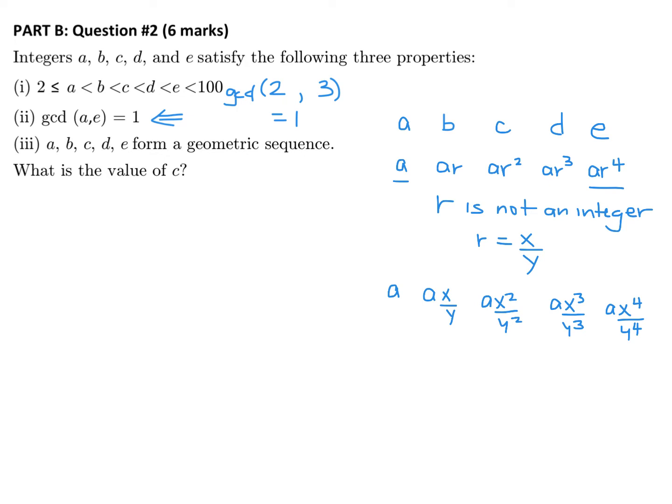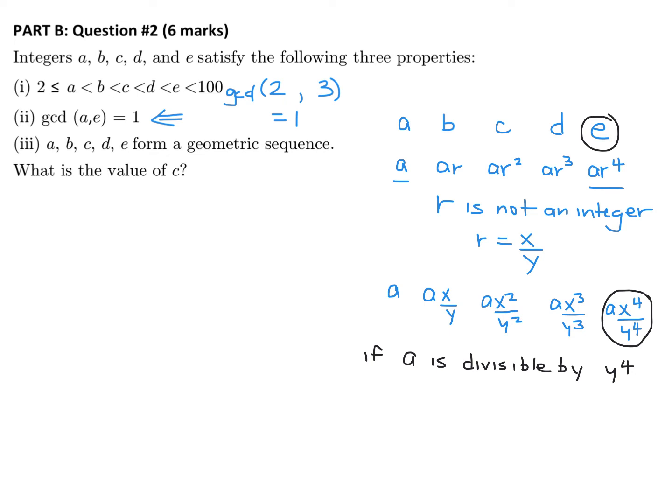So now we have to start thinking about this in terms of what we have discovered or concluded. Take a look at this one right here. That is now my E. And they told me that these are integers, A, B, C, and D. So that means this right here is an integer. The only way that can be an integer is if A is divisible by y to the power of 4. And that is crucial, because otherwise it would never be an integer.